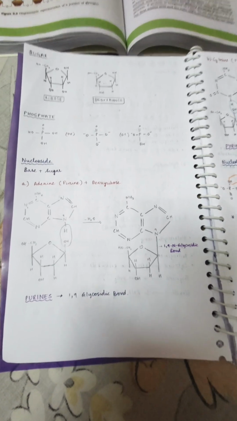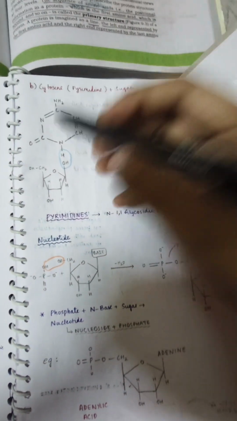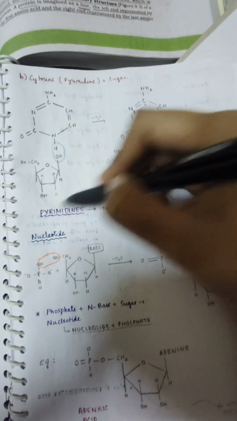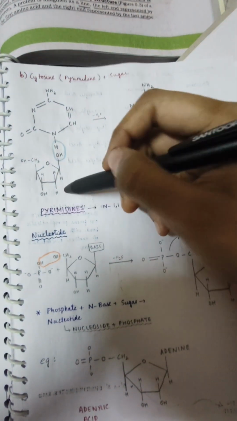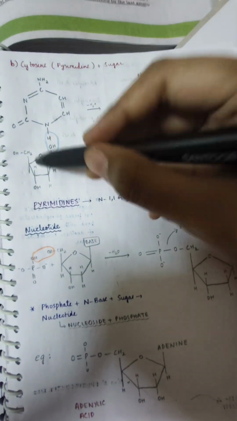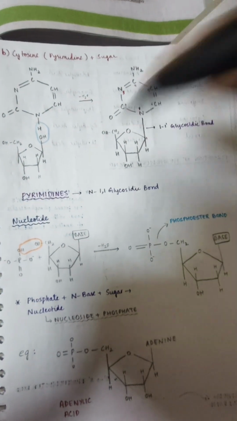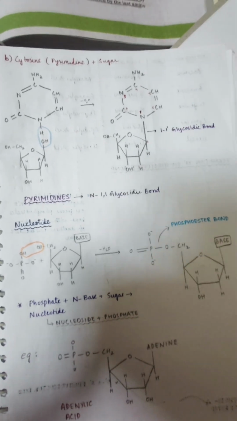This is for purines. Purines have a 1,9 N-glycosidic bond. Let's take cytosine here, which is a pyrimidine. The first nitrogen here, N-H, and your deoxyribose, or some sugar. Deoxyribose has OH on the first carbon, and N is the first one. So it is a 1,1 N-glycosidic bond.